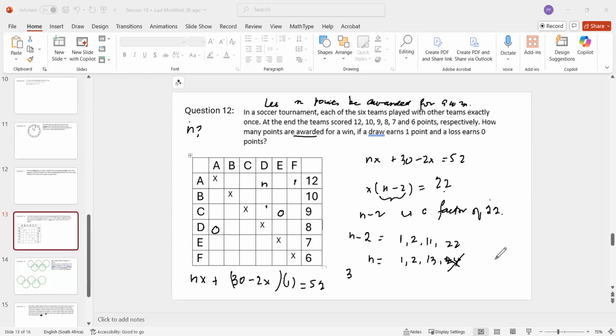And you can eliminate 3 and 13 as well. I'm not going to do that. You can see why you can't have 13 n's. If you have 13 n's, you've got too many draws. Okay, so in the end, you'll see that n minus 2 is equal to 2. So therefore, n is equal to 4. And that's the number of points for a win. It's quite a tricky problem, but this is how it goes.